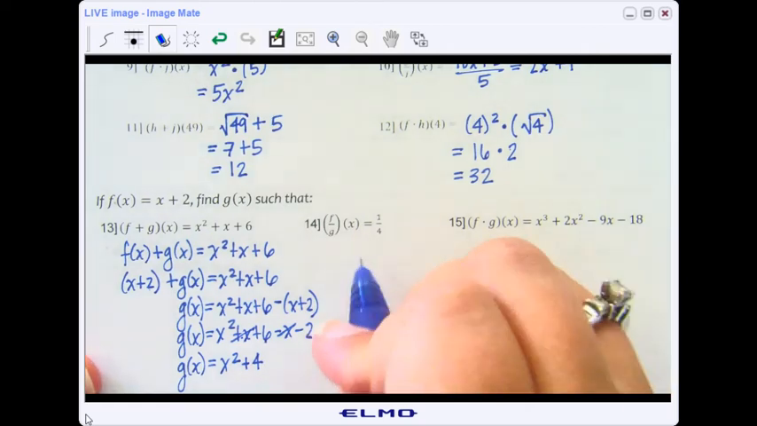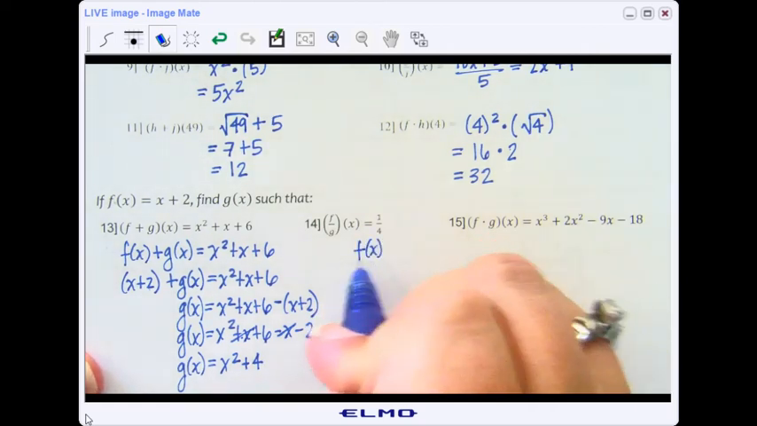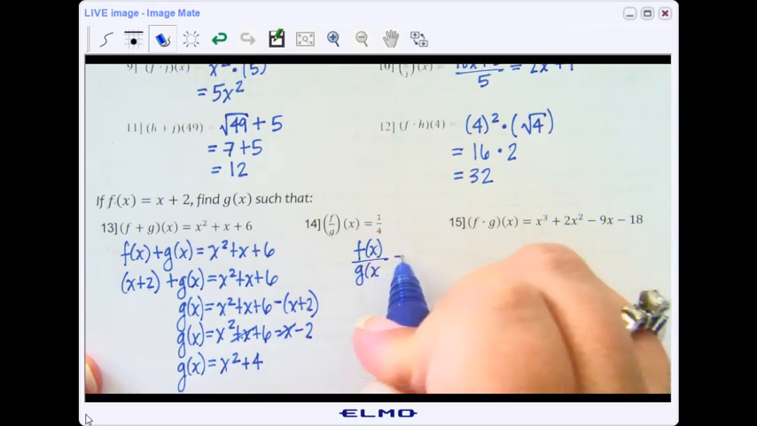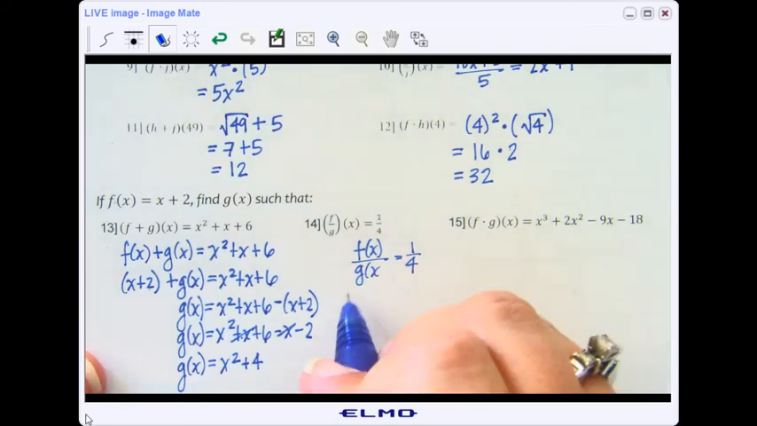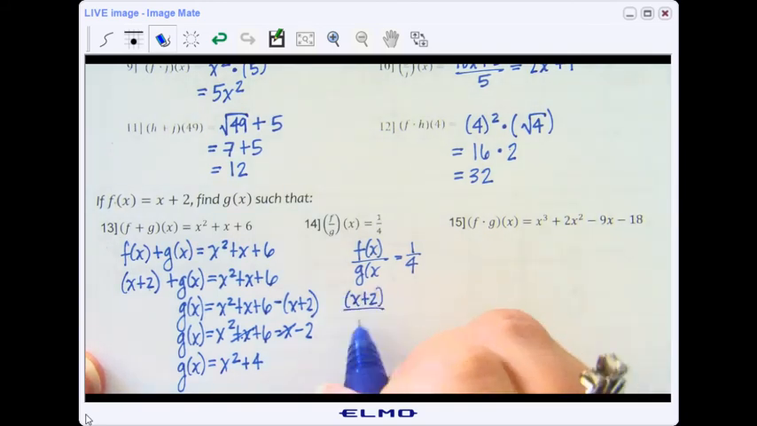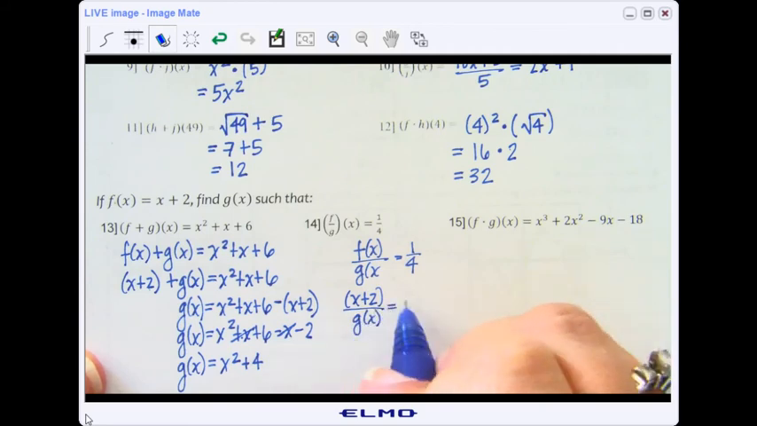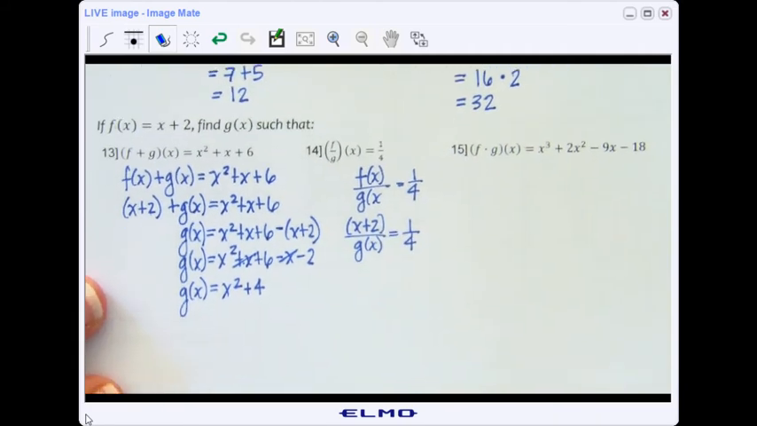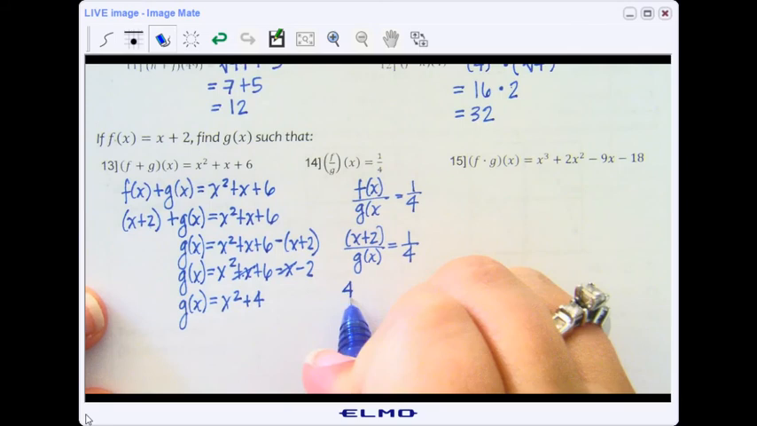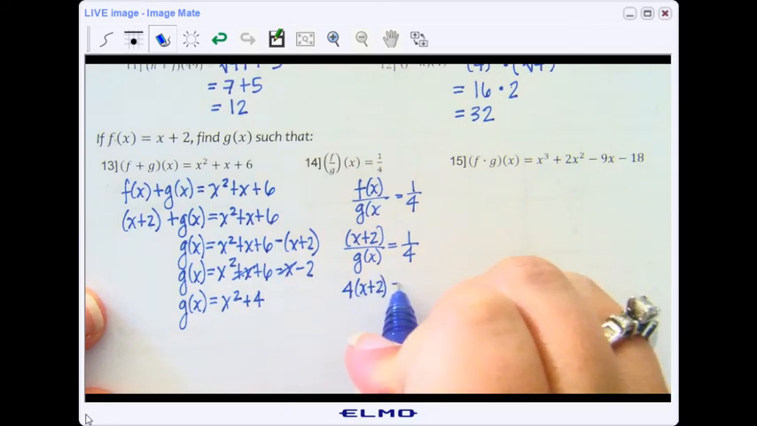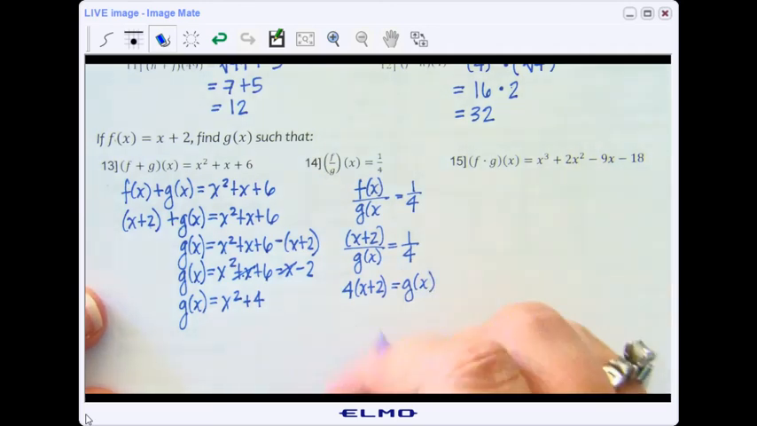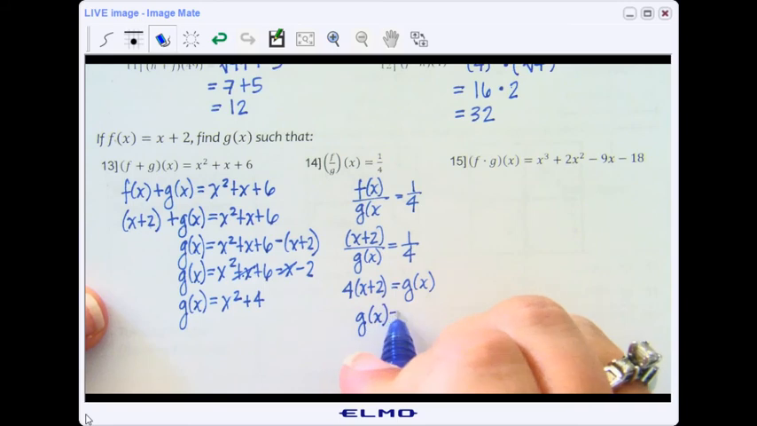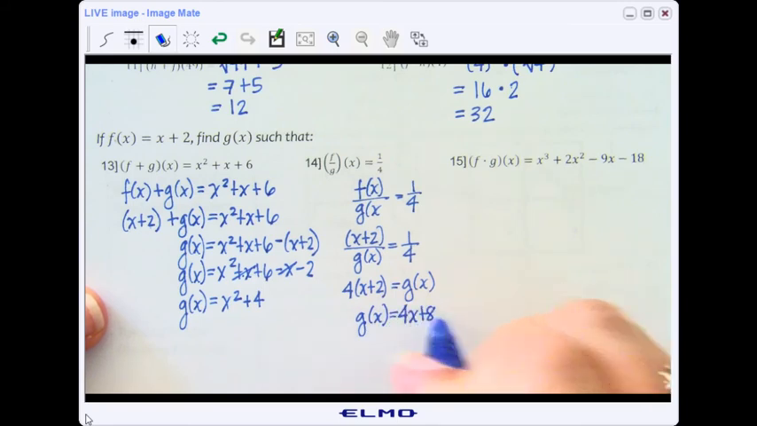And number 14, this means f of x divided by g of x needs to equal 1/4. Well, again, I know what f of x is. F of x is x plus 2 divided by g of x has to equal 1/4. Well, this is a proportion, so I'm going to cross multiply. So this is 4 times x plus 2 is equal to g of x, and g of x is equal to 4x plus 8.